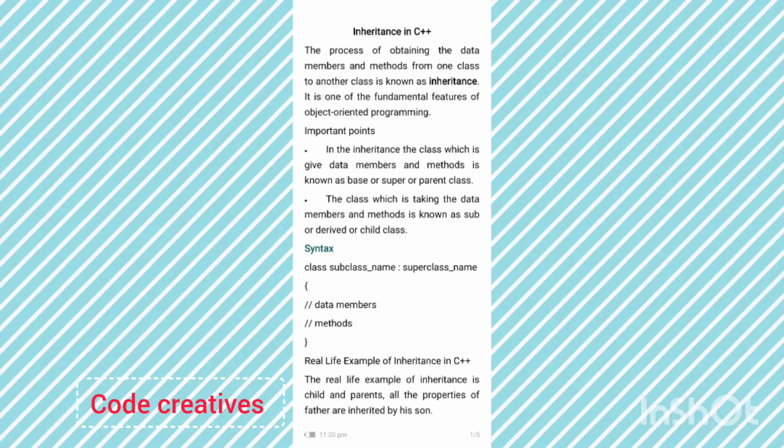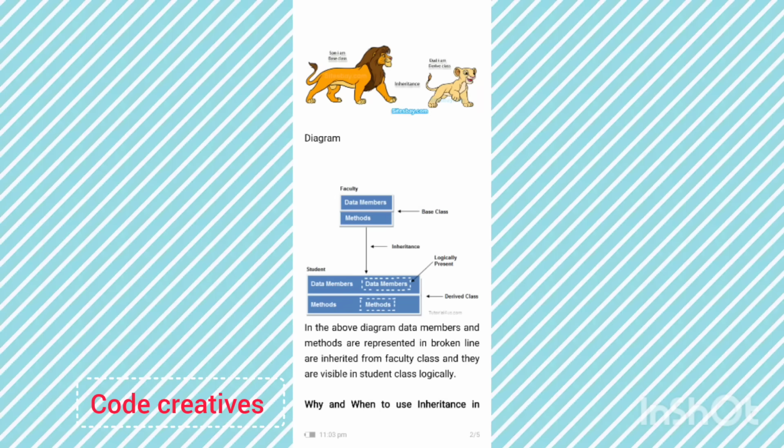There are some real life examples of inheritance in C++. The real life example is child and parents. All the properties of the father are inherited by his son. We have a practical example here: there is a lion and the lion's son. The lion says, I am the base class, so they inherit, and the son says, I am a derived class.